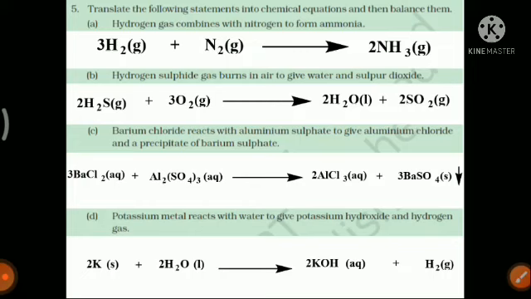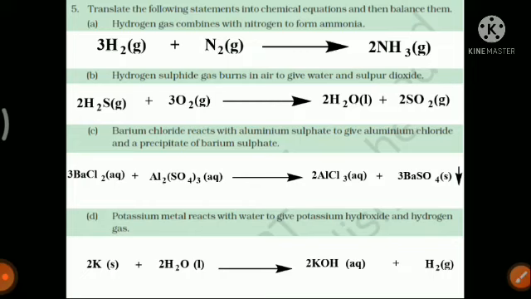Now see, barium chloride reacts with aluminum sulfate to give aluminum chloride and a precipitate of barium sulfate. So the barium chloride formula we can write, the aluminum sulfate formula we can write, and after the reaction we will see there is a double displacement reaction, due to which aluminum chloride is formed and barium sulfate as a precipitate. It will be in its solid form, and since it is a precipitate, we are giving a downwards arrow.